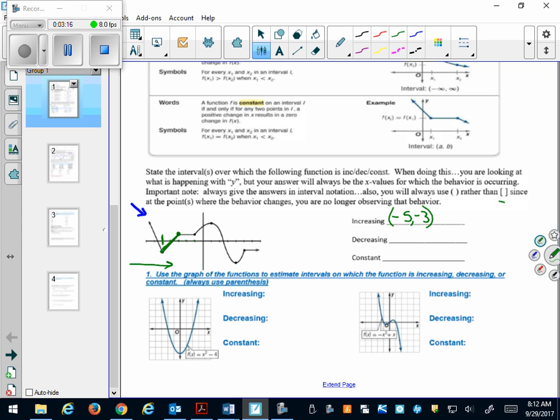Yep, Nathan. -1 to 1. Good. That's another spot where it's increasing. So we're going to put union -1 to 1. Now, is it ever increasing again? Yeah, Quinn? Yep. From here to here is another increasing interval. So union 4 to 5.